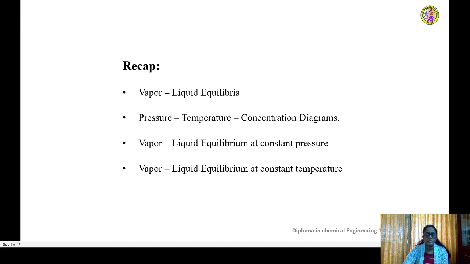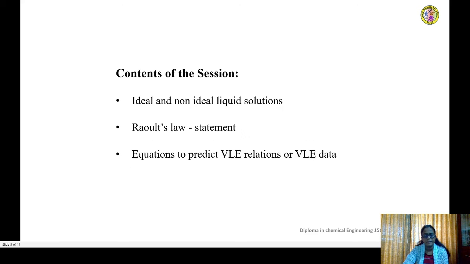So this is a recap of what you learned in the previous class. So we learned what is vapor liquid equilibrium. How we can represent the vapor liquid equilibrium in distillation operation. What are pressure, temperature, concentration diagrams, which are nothing but the graphical representation of the vapor liquid equilibrium relations in distillation. Then we learned constant temperature VLE. Then afterwards we learned the constant pressure VLE.